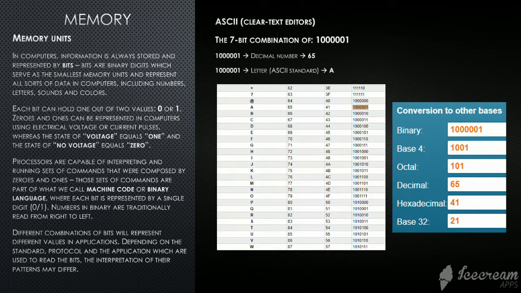Different combinations of bits will represent different values in applications. Depending on the standard protocol and the application which are used to read the bits, the interpretation of their pattern may differ. For instance, the binary combination of 100001 when converted to decimal value will give us the number 65. Now, if the application is converting the signal to letters using the ASCII standard, it will give us the letter A. Many free calculators and tools are available online for the conversion of values from one standard to another, such as hexadecimal counting, decimal counting, binary counting, letters, colors, other counting methods, and so on.